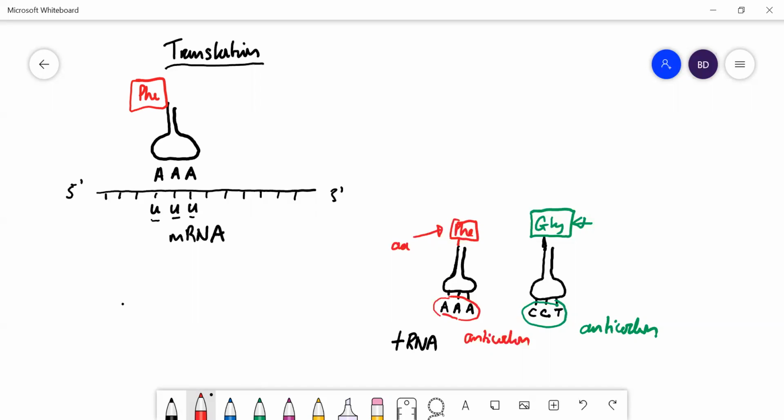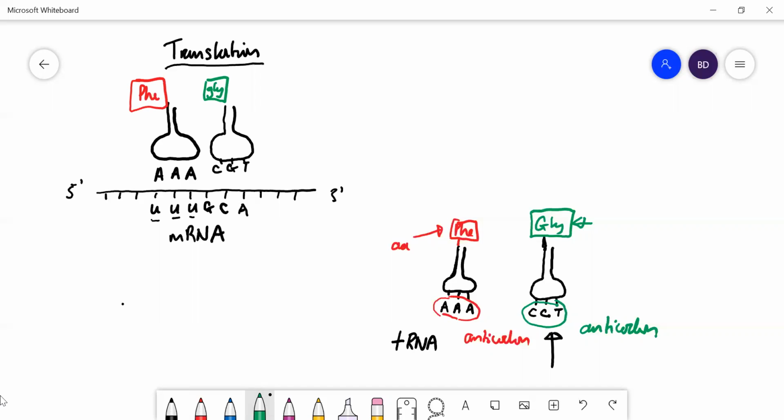Now imagine that next to it we have another sequence of bases there. We have G, C, A. Now that will hydrogen bond to this anticodon. So there you're going to get this transfer RNA molecule is going to bind, and you've got C, G, T there, and you'll have the amino acid glycine there.